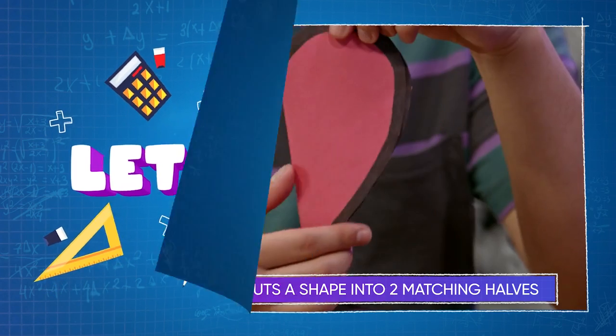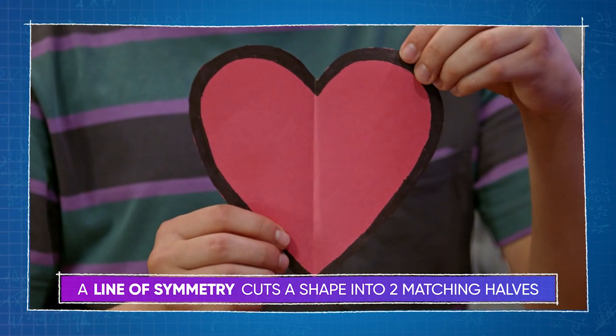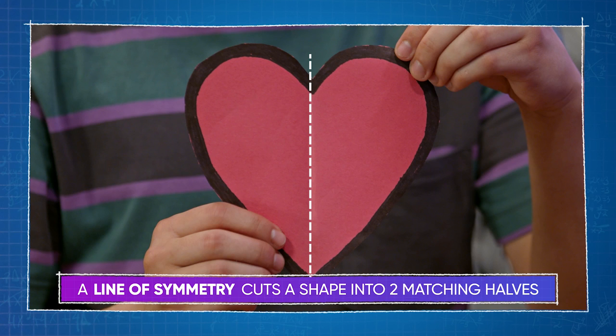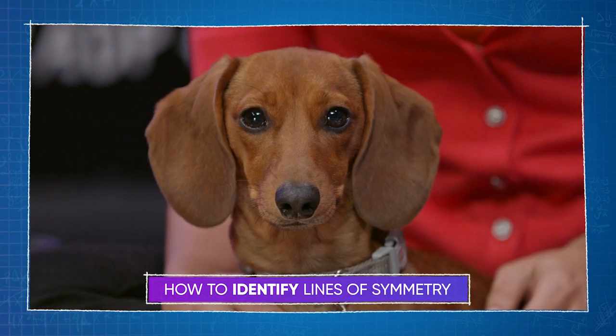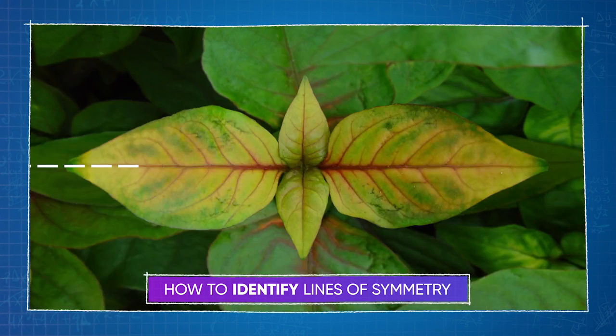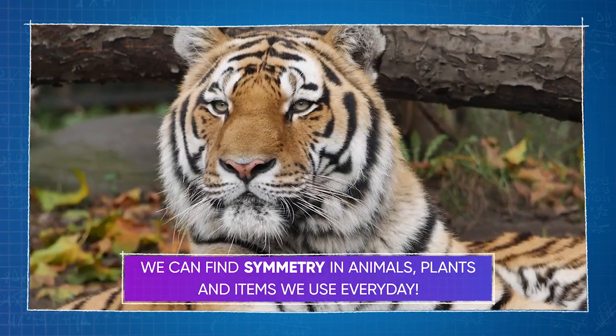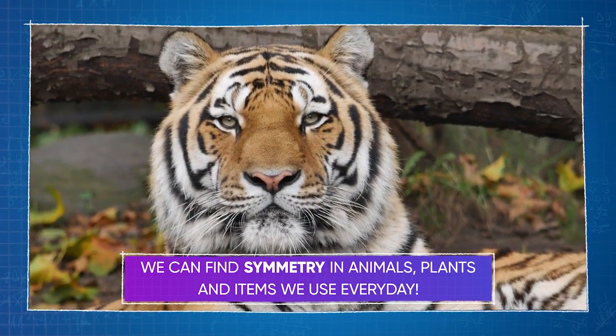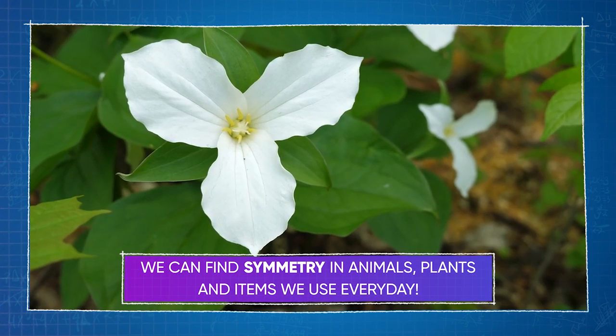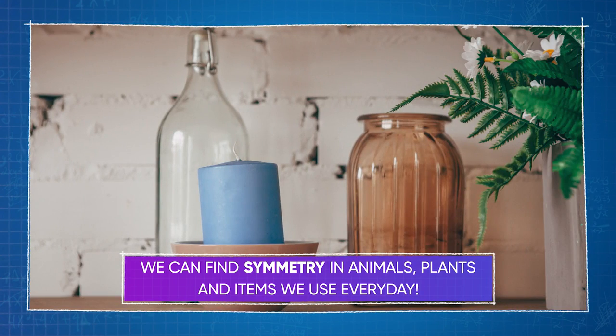Now let's review. Today, we learned that a line of symmetry is a line that cuts a shape into 2 matching halves. We also learned how to identify lines of symmetry. And that this knowledge can help us find symmetry in animals, plants, and items we use every day. And now you know why you need to know this.